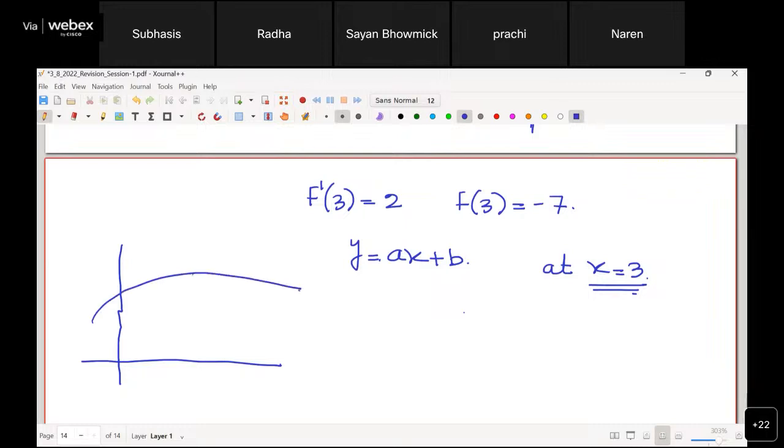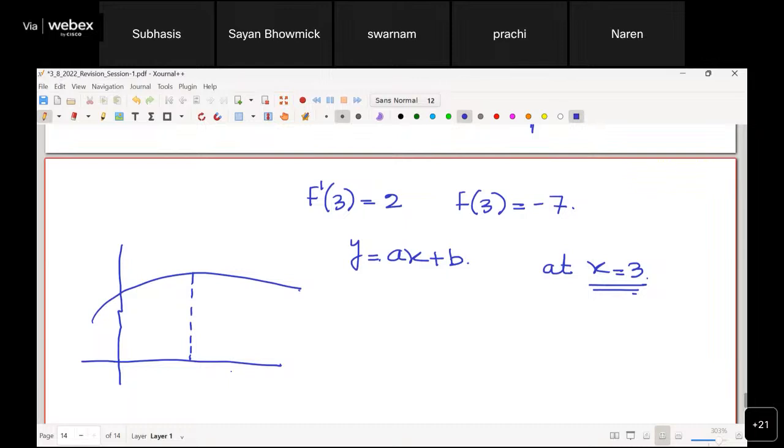So the tangent is already given, no, sir? f prime of 3 is the slope. The tangent is not given, the slope of the tangent is given. In y equal to ax plus b, that a will be the slope, no, sir? Yes, a is the slope. We need to calculate it. If we calculate the tangent equation, it would be 2 into x minus 3 minus 7. So we need to calculate the values.